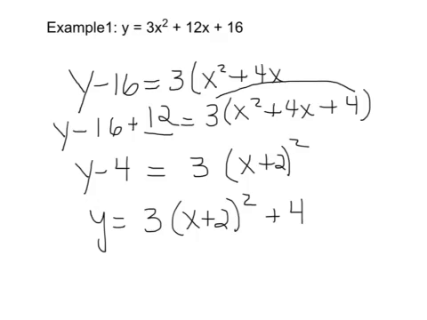Now for example 1, y equals 3x squared plus 12x plus 16. First step, isolate the variables. So subtract 16 from both sides. And I did the second step at the same time. I factored out the coefficient of the squared term, 3, and I'm left with x squared plus 4x. Little sound effect there, you might have liked it.